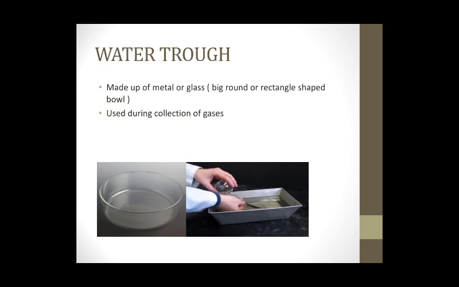Water trough is made up of metal or glass. It has a big round or rectangular shaped bowl and it is used during collection of gases. I've shown you just now the delivery tube. In that picture we also have a water trough.